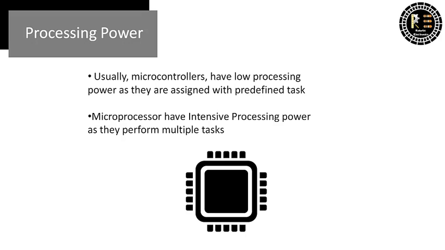Coming to the microprocessor, it needs intensive processing power so that it can perform multiple tasks. For example, if you consider your computer, it gets continuous tasks, with one program running and other signals interrupting. In this way the processor has multiple jobs, so it needs high processing power. As processing power increases, the microprocessor is best for applications where more processing power is needed.